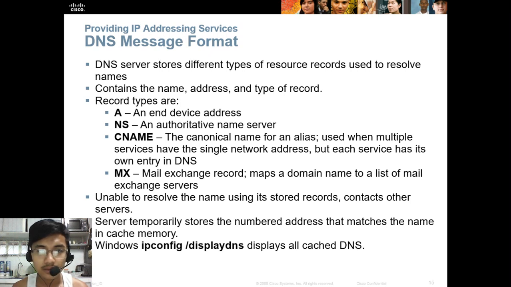MX, mail exchange record, maps a domain name to a list of mail exchange servers. If a server is unable to resolve the name using its stored records, it contacts other servers. The server temporarily stores the numeric address that matches the name in cache memory. On Windows, the command ipconfig /displaydns displays all cached DNS entries.